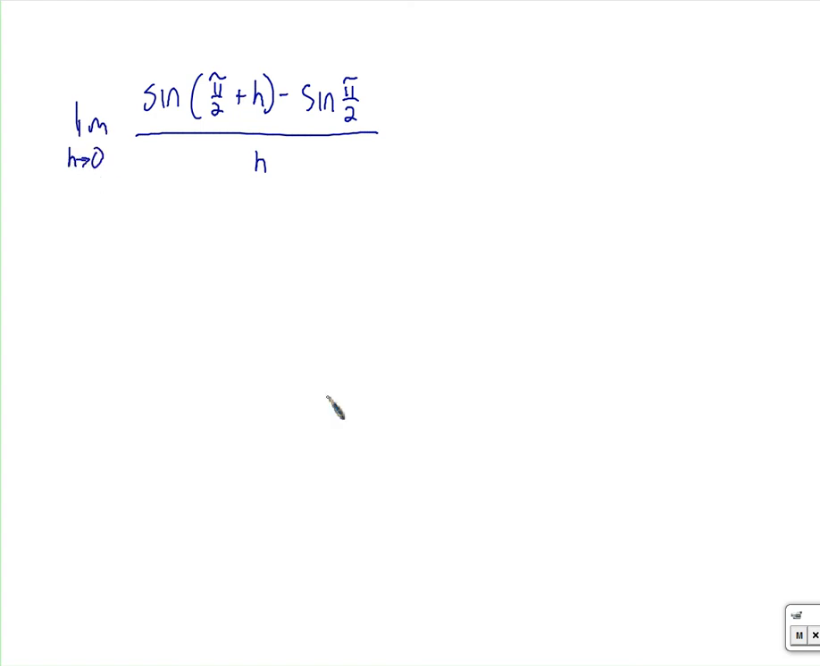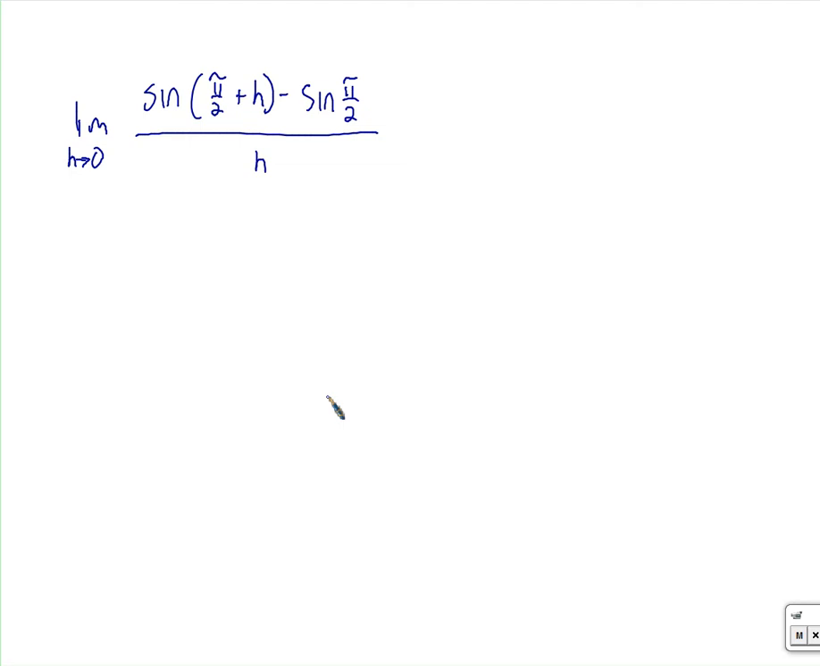So let me ask you this. This is kind of like what you would see on an AP test. Don't worry about trying to figure that out because we don't have the tool yet. But if I could evaluate this and I could let h go to zero, what information would that give me? What would that tell me?